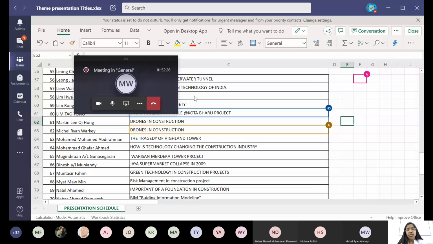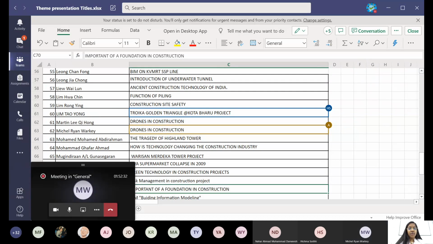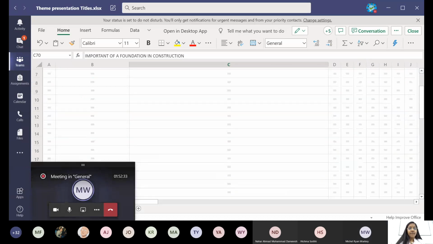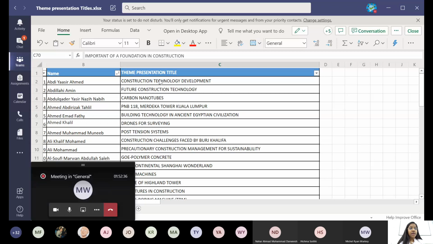I jumped one. Wait, let me do it right now. One moment, it's not minimizing. Let me do it right now. I'm afraid if somebody has to. Abdi is here. Abdi Yasir is here. Is this your title? Better I don't shift it right now. Some of you already corrected. I request all of you to correct it here. Spend 1 minute to correct it here.